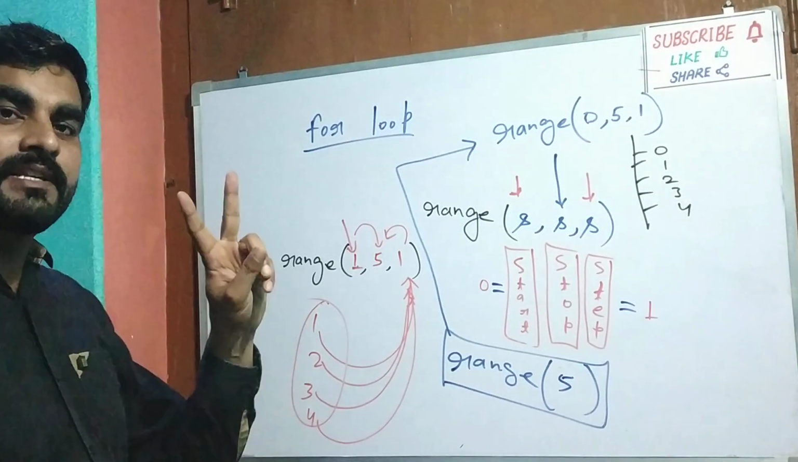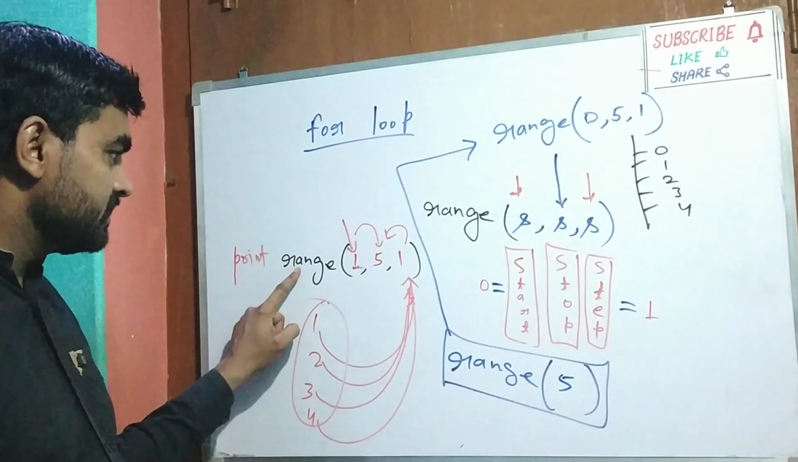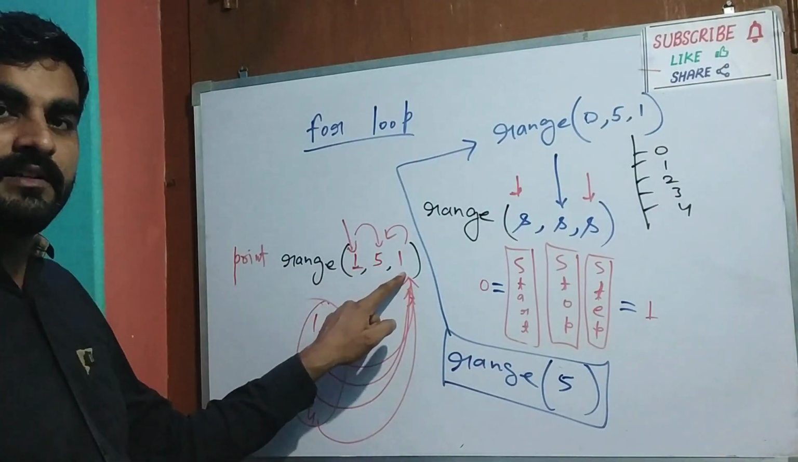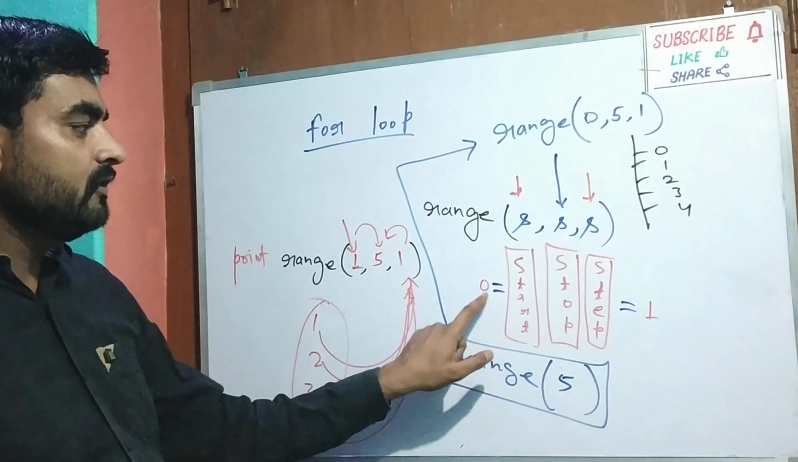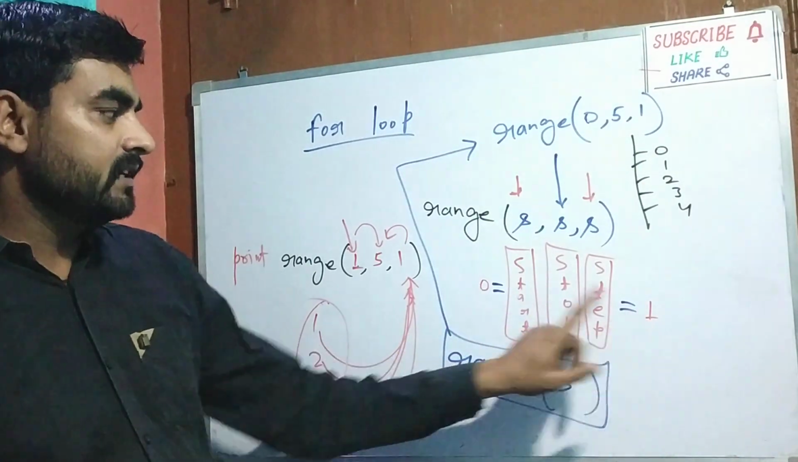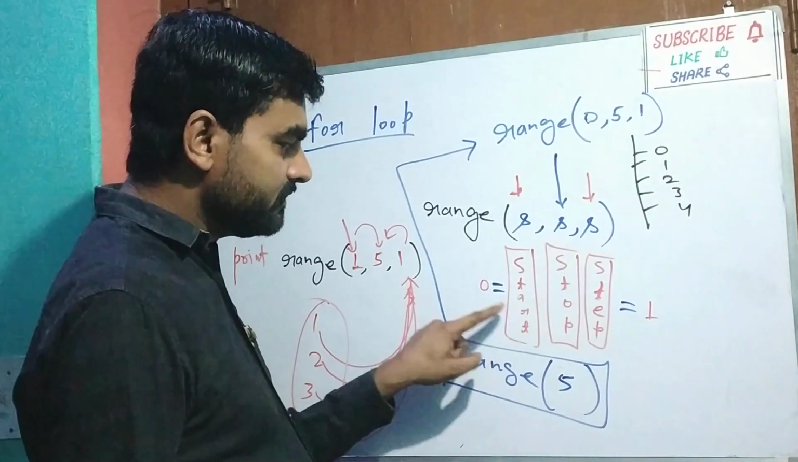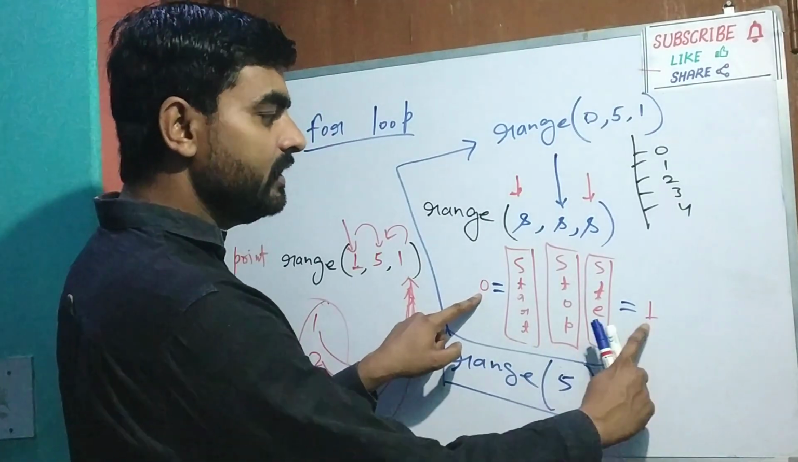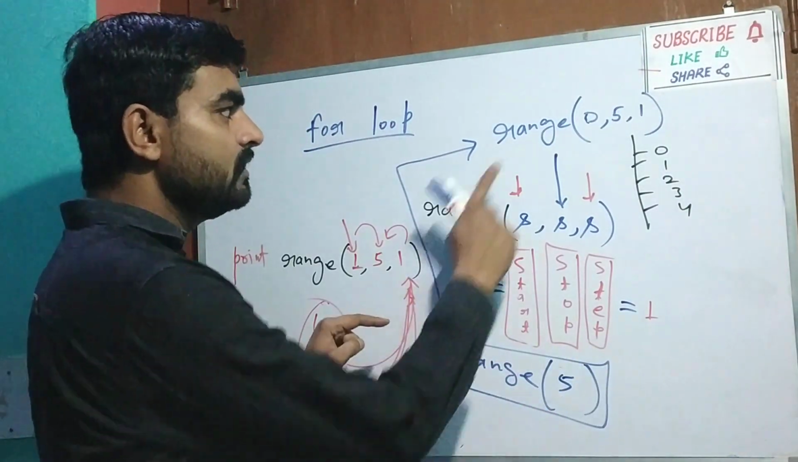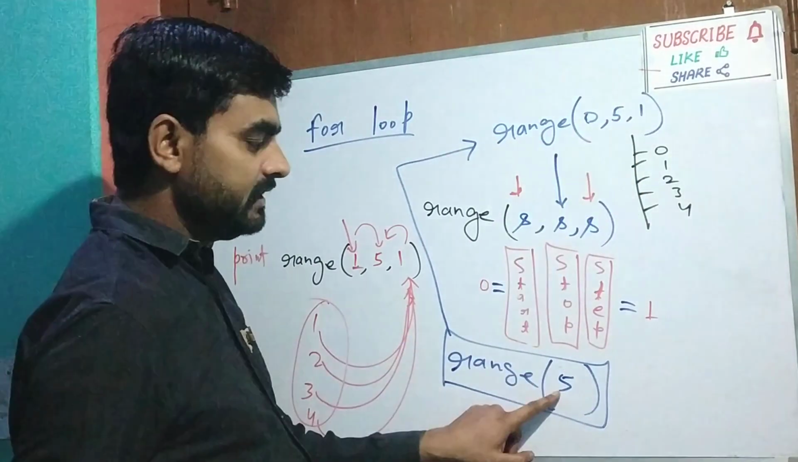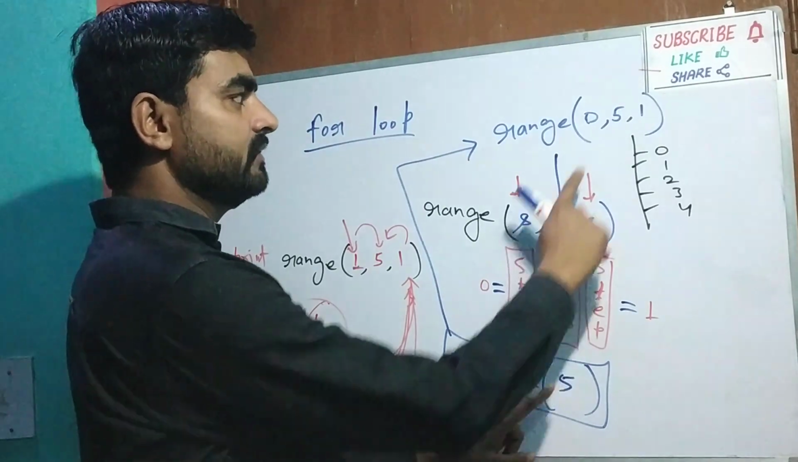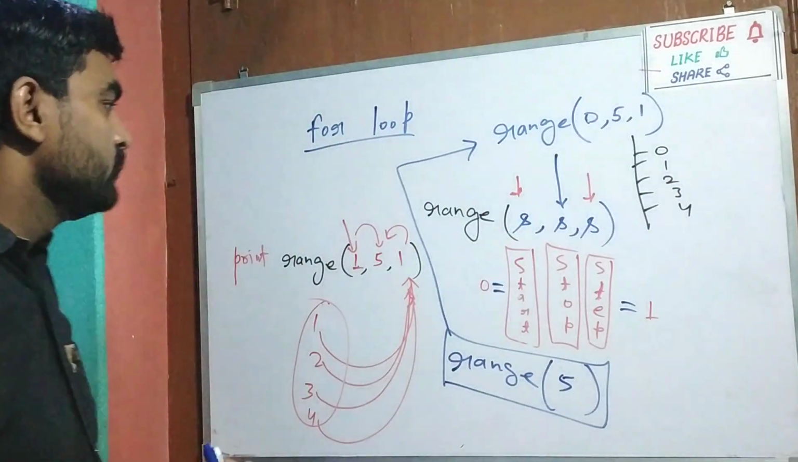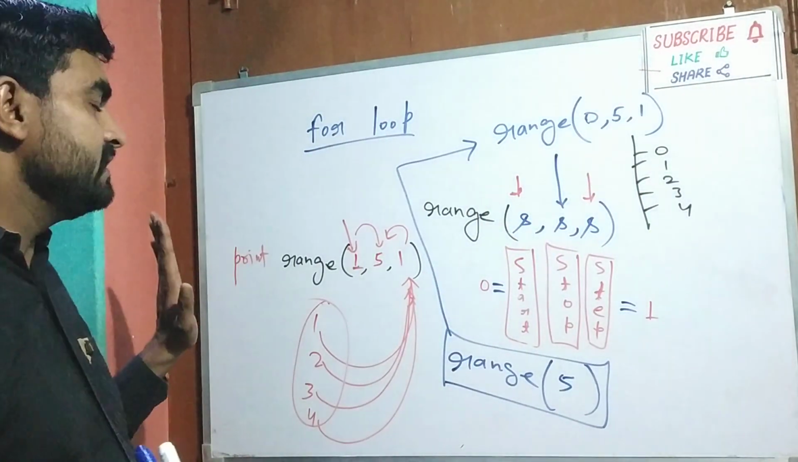I have given two examples of range. First, range(1, 5, 1). Second, range(5). Here, the start value will be 0 and the step value will be 1. By default, the start value is 0, and by default, the step value is 1. So this range becomes range(0, 5, 1). This 5 is this one, and by default 0 and 1. So I hope these two examples are enough for you.